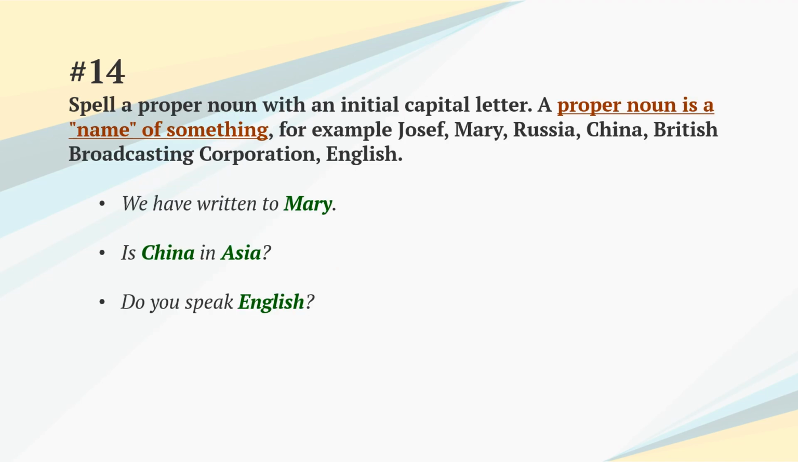Rule number 14. Spell a proper noun with an initial capital letter. A proper noun is a name of something. For example, Joseph, Mary, Russia, China, British Broadcasting Corporation, English. We have written to Mary. Is China in Asia? Do you speak English?